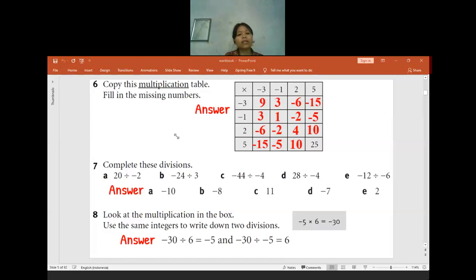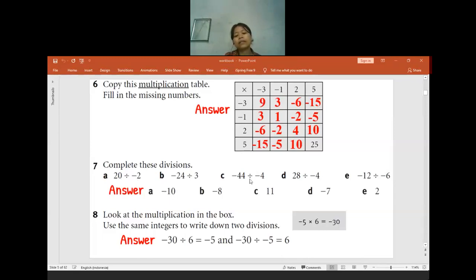For question 7, this is also the same thing. For division, when a positive is divided by a negative, the answer will be negative. When the signs are different, the answer will be negative. When the signs are the same, the answer will be positive. So for example, 20 divided by negative 2: the 20 is positive and the 2 is negative, positive and negative, so the answer will be negative. 20 divided by 2 is 10. That's why the answer is negative 10 for question 7a.